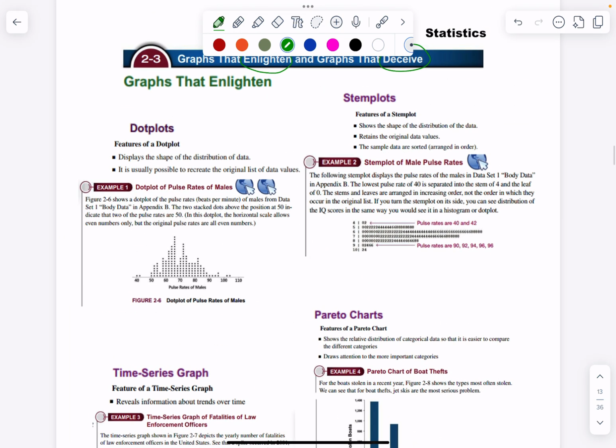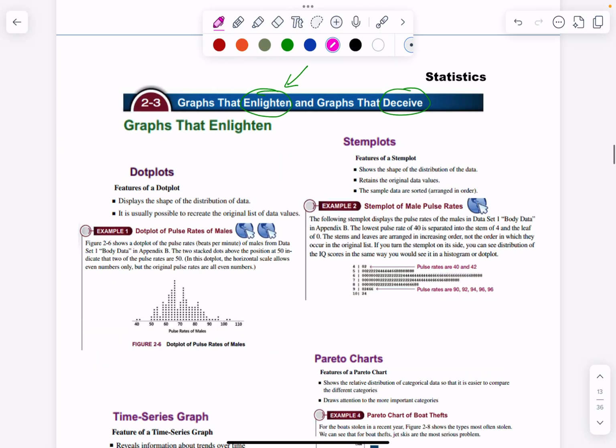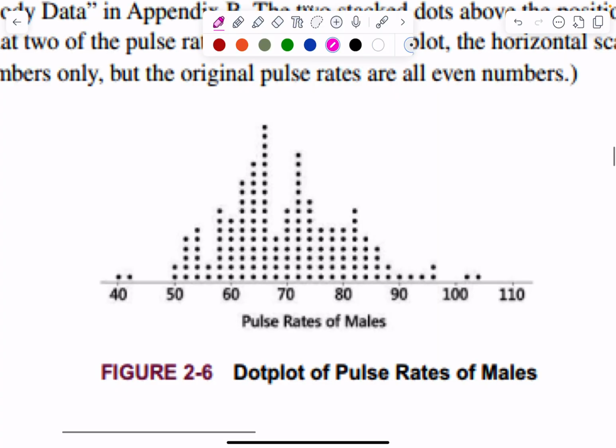So graphs that enlighten. On the first page, there are 5 of them. The first one is a dot plot. Here's what a dot plot looks like. They have pulse rates of males, anywhere from the 40s all the way up to just under 110, and then they have dots that go up. So there are 2 people that were exactly 50. There are 1, 2, 3, 4, 5, 6, 7 that were exactly 60. Because there are only 4 in between, that means they went by 2s. So this is 52, 54, 56, 58, 60. They do not have values for 51 or 53 or any of the odd ending digits.